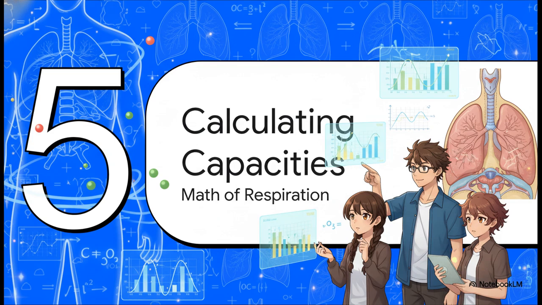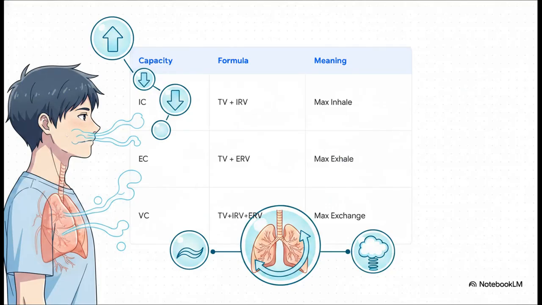Section 5. Calculating lung capacities. The mathematics of respiration. So let's see how these capacities build logically upon the numbers we just learned. Your inspiratory capacity is the absolute maximum amount of air you can inhale. How do we find it? We just add your normal tidal volume breath plus that massive inspiratory reserve volume. Expiratory capacity is exactly the reverse. Tidal volume plus your expiratory reserve volume.